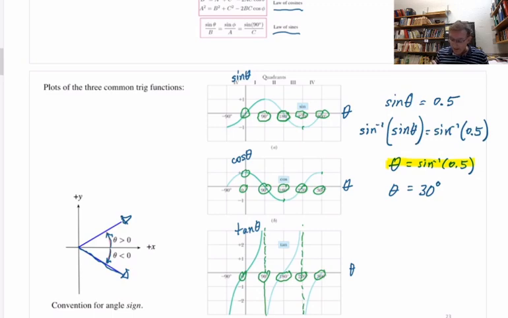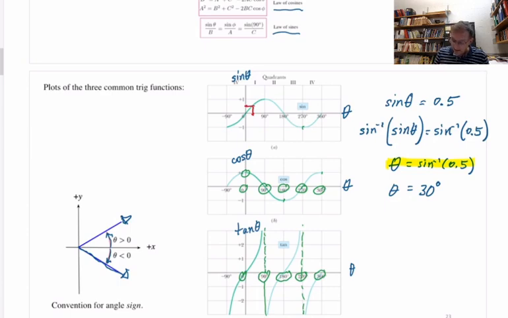You can see that, perhaps, if we look on our plot of sine theta versus theta. Let's first sketch where 1/2 would be on the sine axis, right about there. Go over to the graph, and then come down. That should be about 30 degrees on the theta axis. And that is what your calculator will give you when you ask it for the inverse sine of 1/2, 30 degrees. However, here's a subtlety to be aware of.